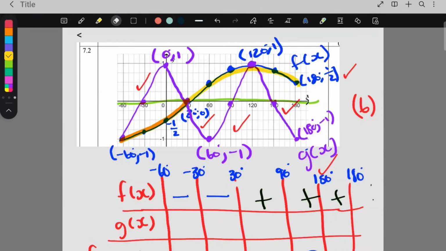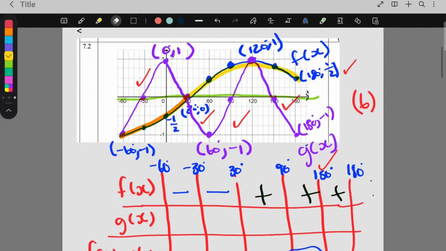Now I'm going to ask the same question for the purple graph. The purple graph has a lot of x-intercepts. Let's go. From here to the first x-intercept, is the purple graph above the green line or below? The answer is below, so minus. Then from negative 30 to the next intercept, is the purple graph above or below the green line? It's above, so plus.